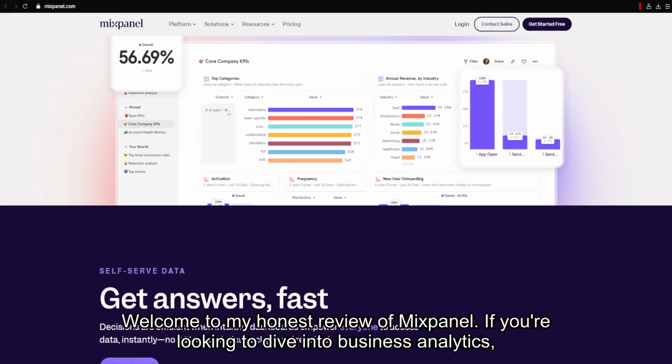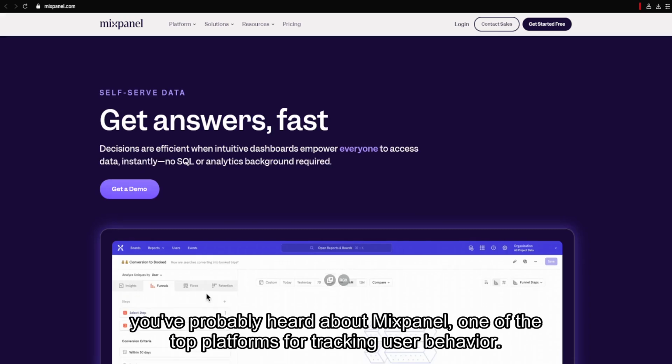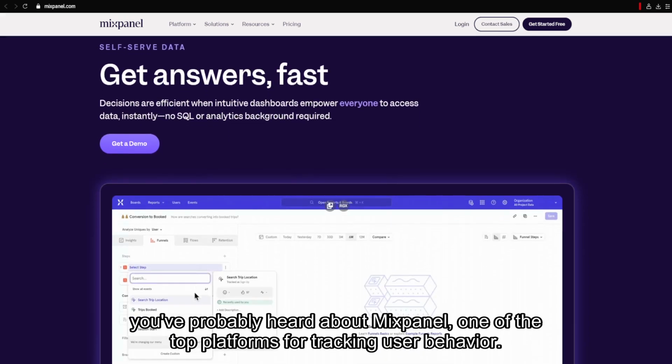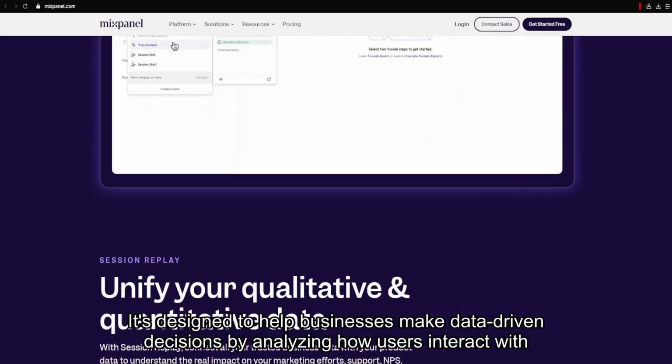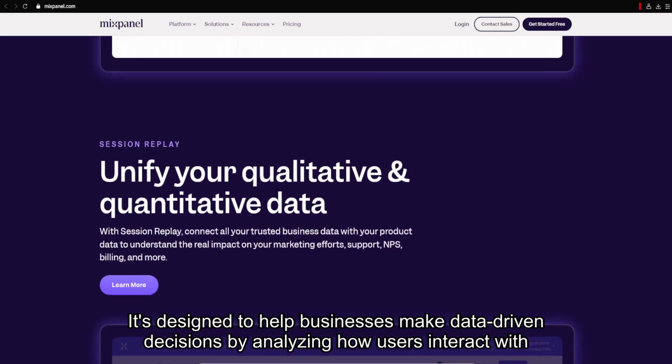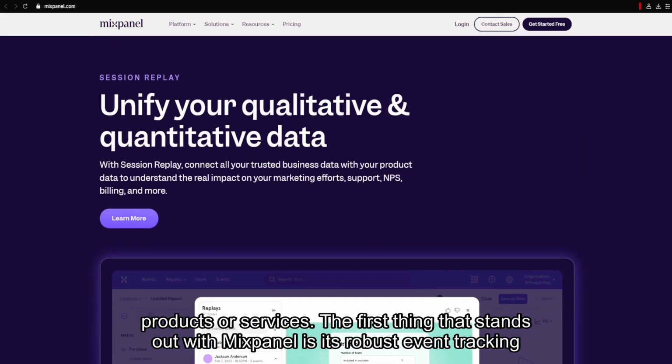If you're looking to dive into business analytics, you've probably heard about Mixpanel, one of the top platforms for tracking user behavior. It's designed to help businesses make data-driven decisions by analyzing how users interact with products or services.